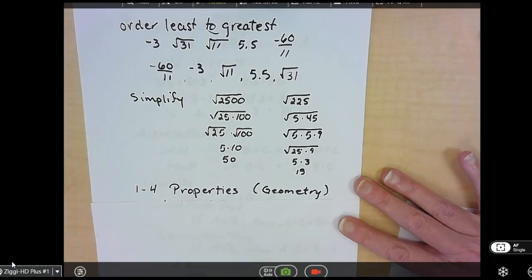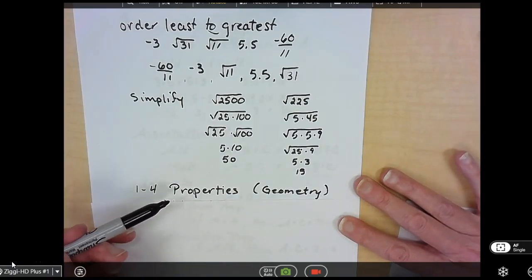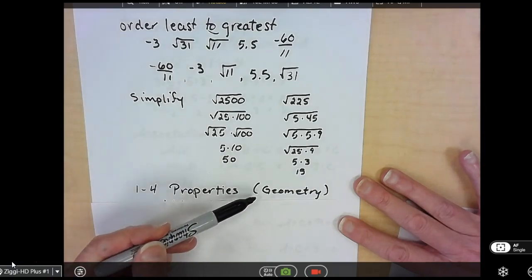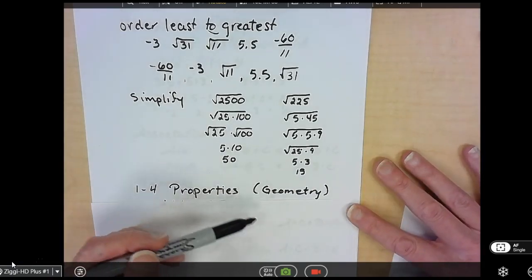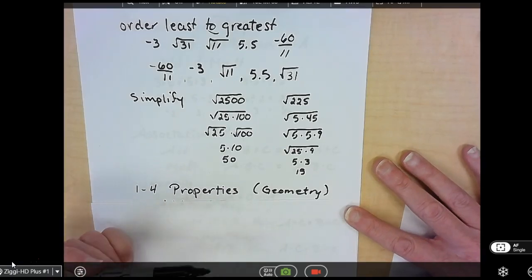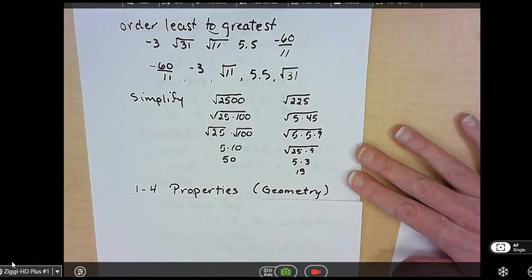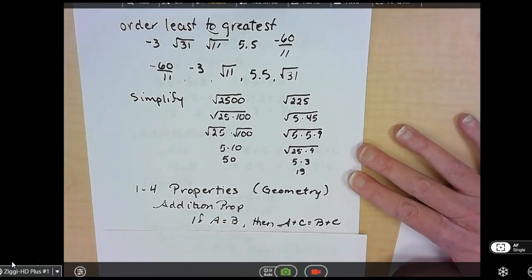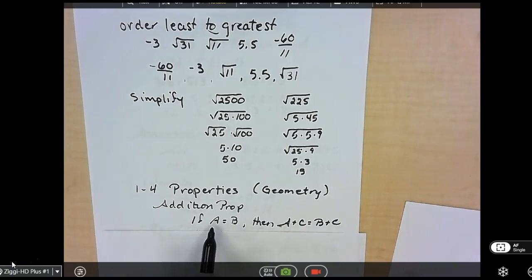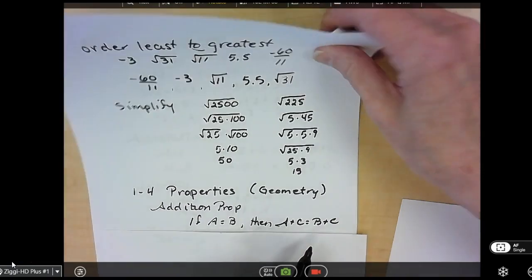1-4 properties. The reason we start talking about properties here is because you're going to need them in geometry. Geometry, we label everything, tell every step of why we do certain processes. So we start out with simple ones that you already know. Addition property. If you have an equation, if A equals B, then A plus C equals B plus C. When we go to solve our equations, whatever you add to one side, you have to add to the other. What lets us do that is the addition property.